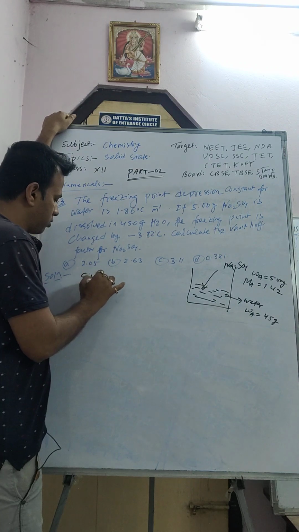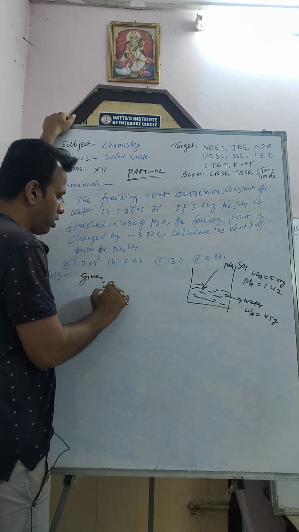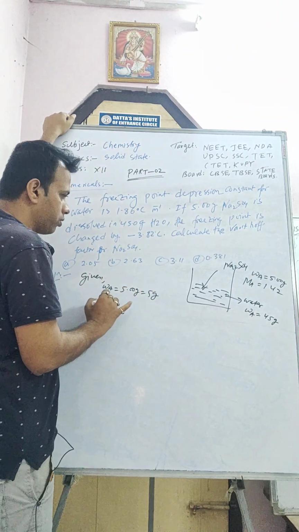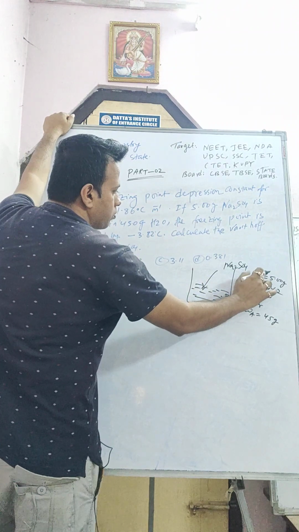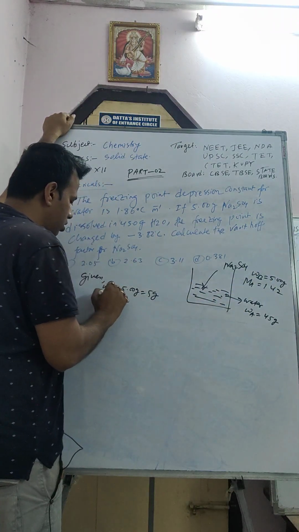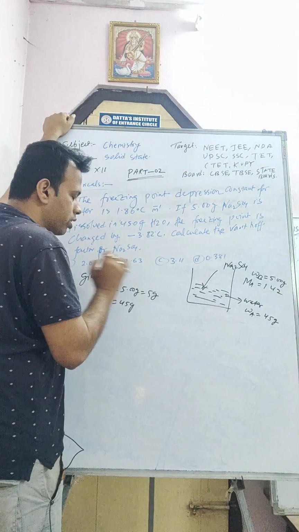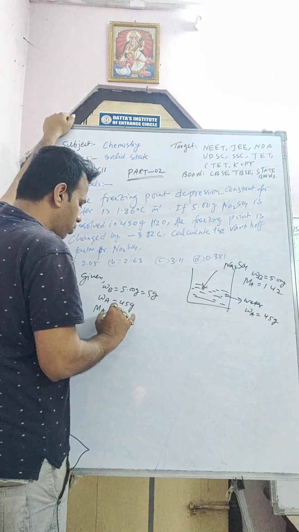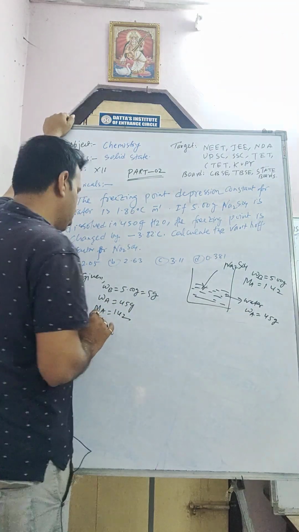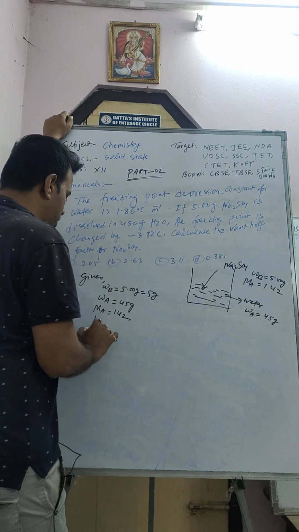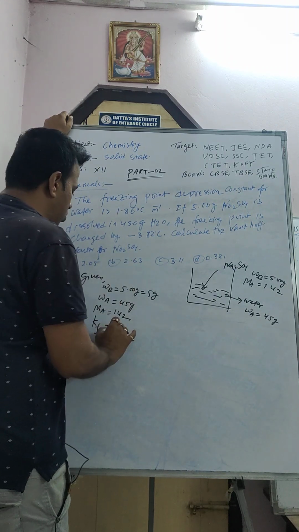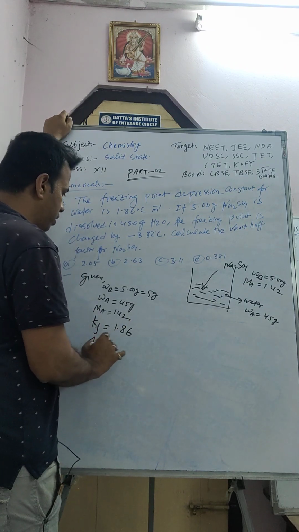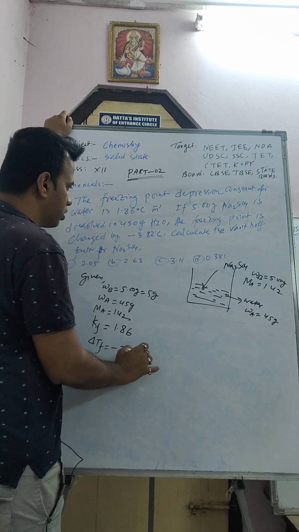I am writing here: WB is equal to 5.00 gram, that is 5 gram, and WA is 45 gram of water. Molecular mass of sodium sulfate, Na2SO4, is 142. And what is given? Kf is given, 1.86, and del Tf is given. Del Tf is minus 3.82 degrees C.